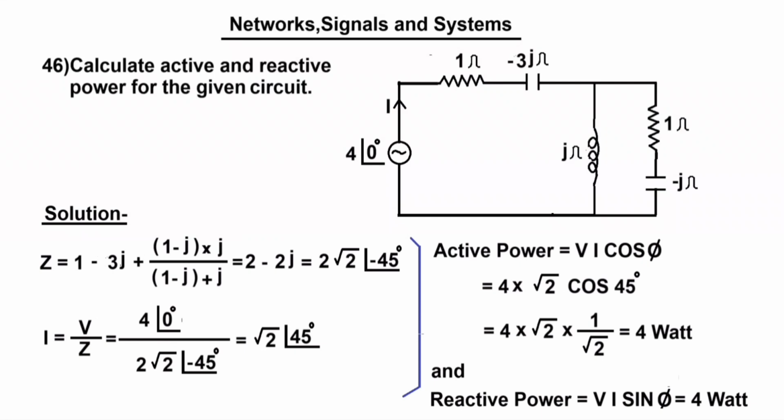Hello, question number 46. Calculate active and reactive power for the given circuit. In the circuit, a 4 volt AC supply is provided to the 1 ohm resistance with a minus 3 ohm capacitor, and an inductor and capacitor in parallel in the circuit.